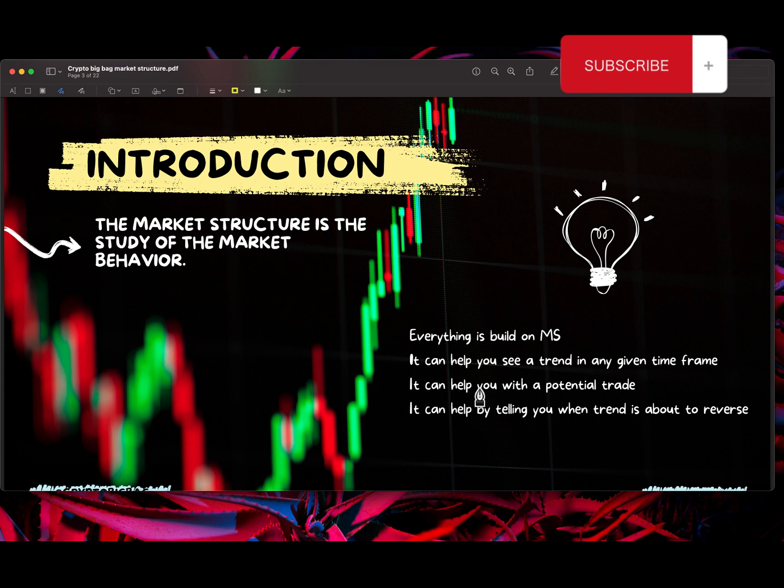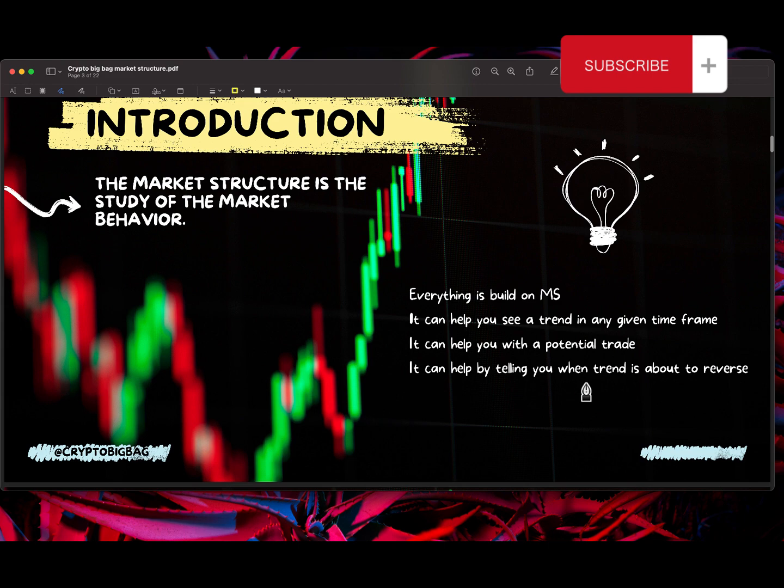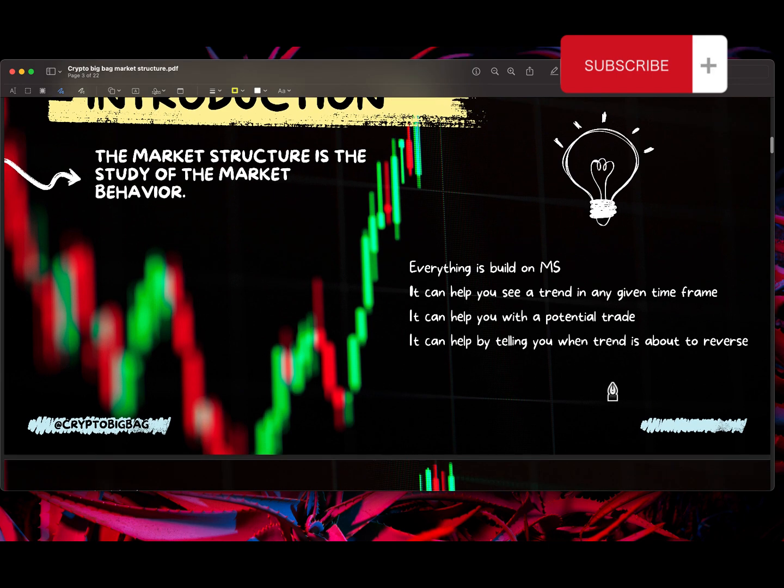Market structure will help you see how the price moves from one point to another and how it behaves. Remember in the last video we talked about candlesticks. A candlestick can give you information about the highest price, the lowest price, the open price, and the close. Start with the open price; if it's bullish, it creates a low, then the highest price, which is the high at the given time frame, then the closing price of that time frame. Like I said, market structure is going to help you spot potential trades. It can help you by telling you when the trend is about to reverse.